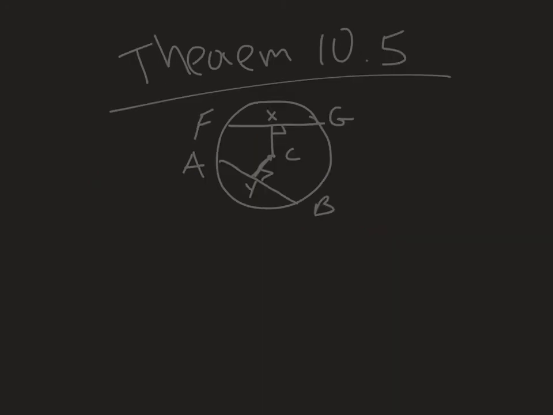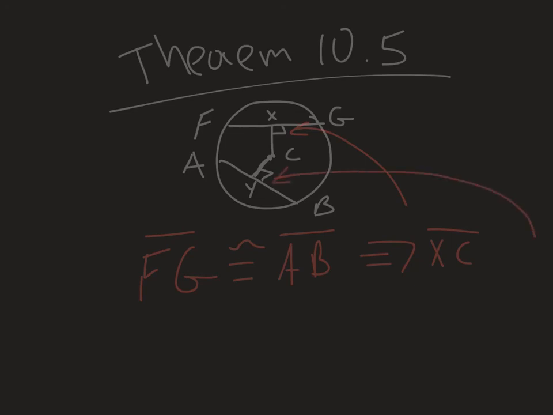Okay, there's one more theorem in this video that we're going to talk about, and that'd be theorem 10.5. In the book it says, in the same circle or congruent circles, two chords are congruent if and only if they are equidistant from the center. So this one again is an if and only if, and what it's saying is that if FG as a chord is congruent to AB as a chord, this can only be true if the distance, which we're representing with segment XC, notice that it's perpendicular up here, and likewise, we're noting this is also perpendicular between CY and AB.